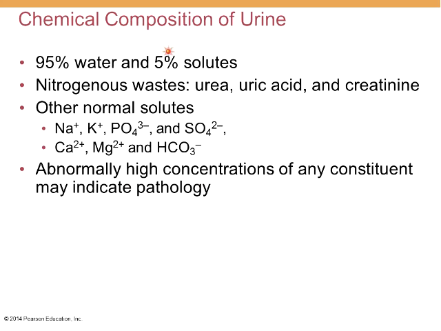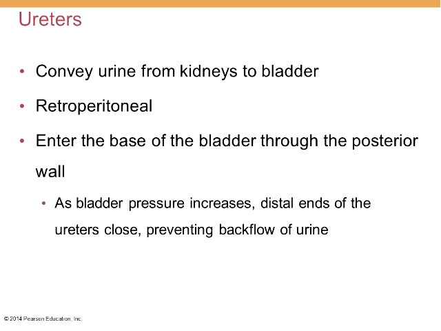Now, 95% of the urine is water and only 5% is solutes. It has the nitrogenous waste, the leftovers of our metabolism, like urea, uric acid, and creatinine. And it has other normal solutes: sodium, potassium, phosphate, sulfate, calcium, magnesium, and bicarb. Abnormally high concentrations of any of these is kind of a pathology. It means something is going wrong.